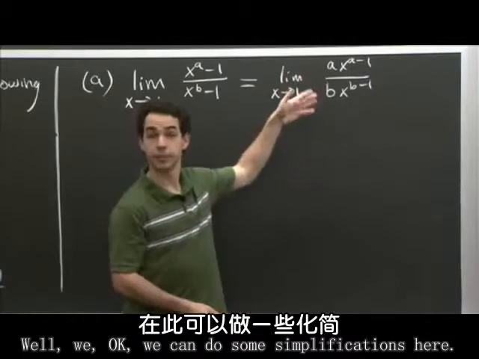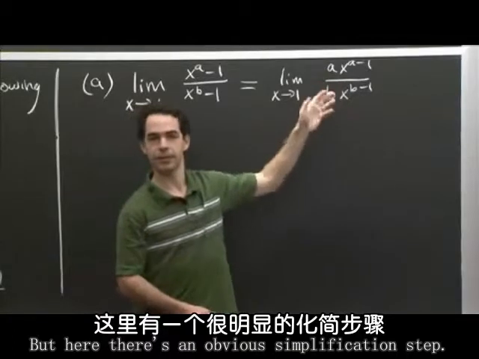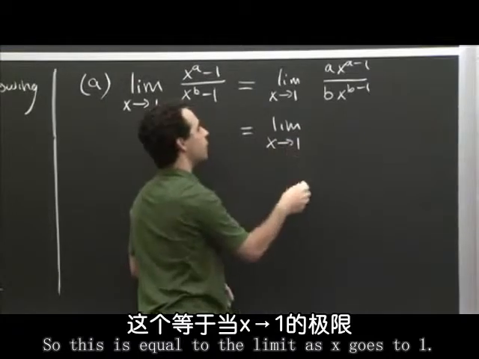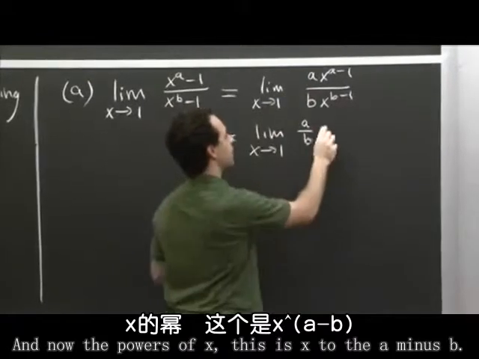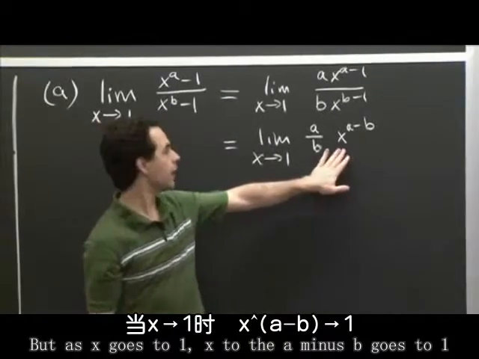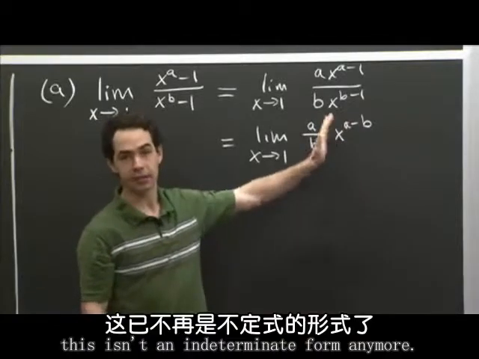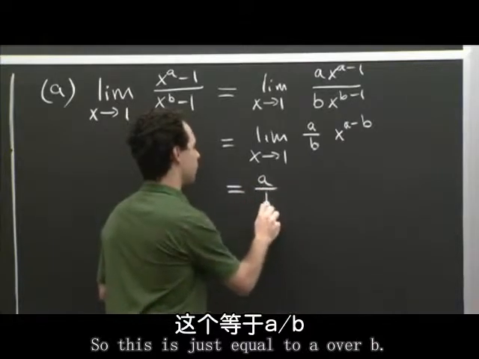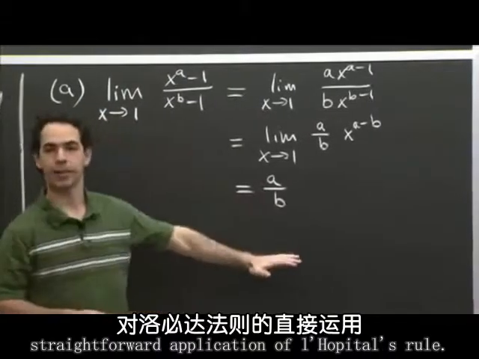Well, we can do some simplifications here. Here, there wasn't a lot of obvious simplifying to be done, but here there's an obvious simplification step. So this is equal to the limit as x goes to 1. So a over b is just a constant. And now the powers of x, this is x to the a minus b. But as x goes to 1, x to the a minus b goes to 1, no matter what a and b are. So at this point, this isn't an indeterminate form anymore. This is a nice simple limit we can just plug in. So this is just equal to a over b. OK, so that's part A, a straightforward application of L'Hopital's rule.